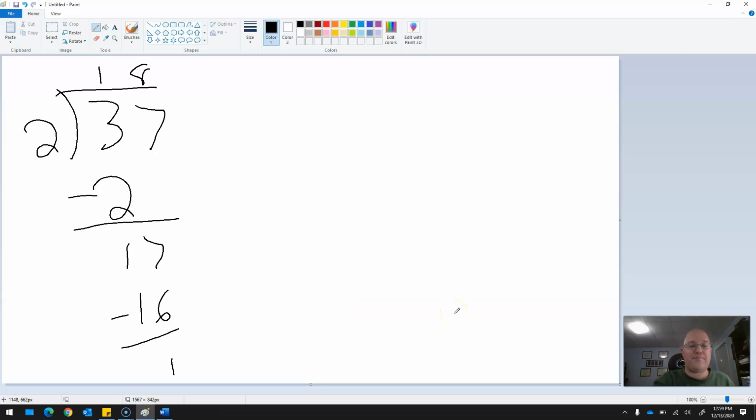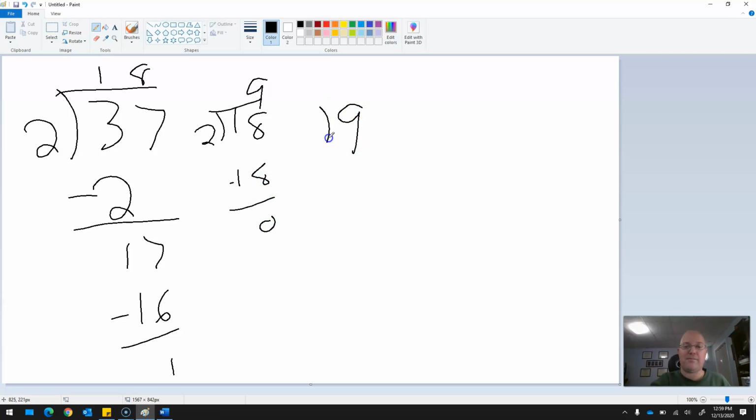So let's do it again. 18 divided by 2. This one's a little bit easier. 9. 9 times 2 is 18. Get a remainder of 0. Let's do it again, 9. We're using the quotient every single time. So 18 comes down here, 9 comes here. You do 9 divided by 2. 4. 4 times 2 is 8. Get a remainder of 1.